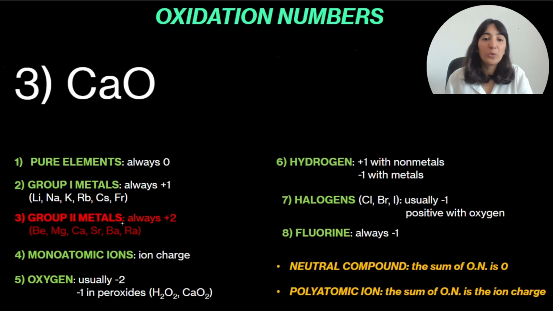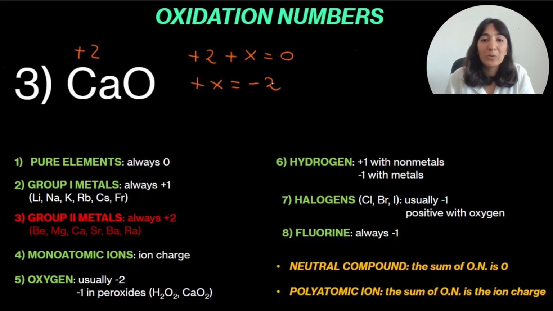And now, group 2 metals, their oxidation number is always +2. These are beryllium, magnesium, calcium, strontium, barium, and radium. The oxidation number of calcium, which is a group 2 metal, is +2. And now we have to find the oxidation number of oxygen. We write our equation, +2, plus the oxidation number of oxygen, we write an x, equals 0. We solve this equation for x, +x equals -2. And this is the oxidation number of oxygen.